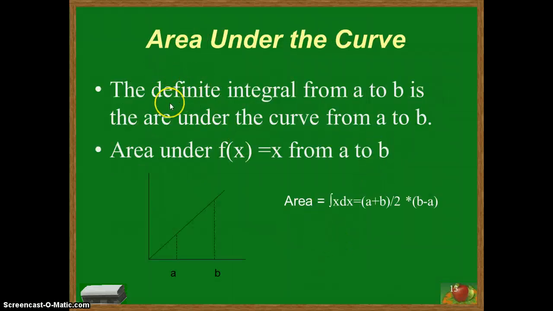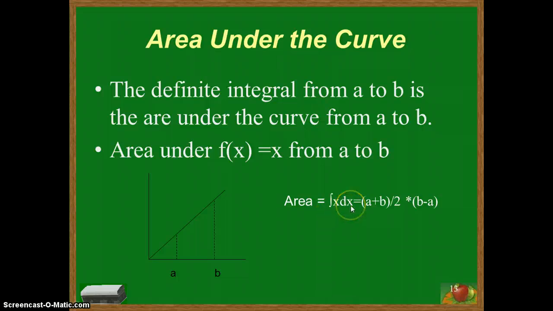Area under the curve. The definite integral from a to b is the area under the curve from a to b. Let's do an example. What I've done here is I've just drawn the function y equals x. That's this line. I've picked out an interval a, b. We can think of the area under this curve as the definite integral of x from a to b.